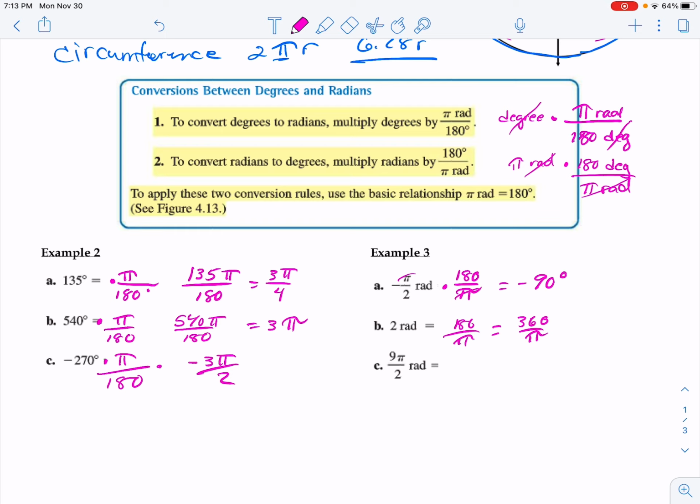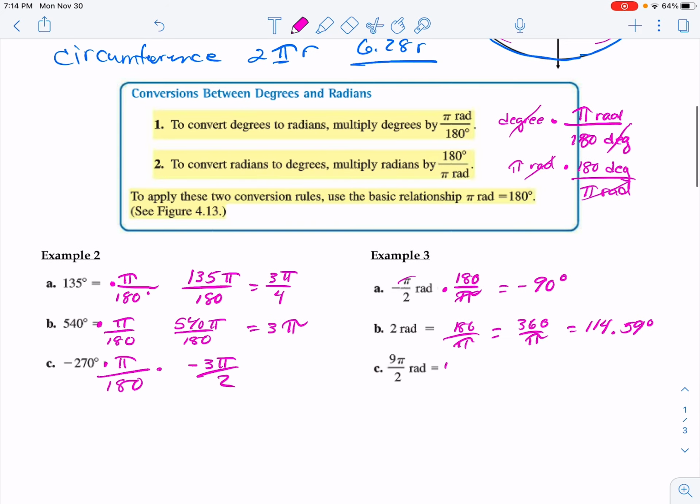Okay, let's do the math. 360 divided by pi is 114.59 degrees. This you're going to multiply by 180 over pi. The pi's cross out. 2 goes into that 90 times 9 is 810 degrees. It's a big angle. Okay? So you got to learn to convert them.